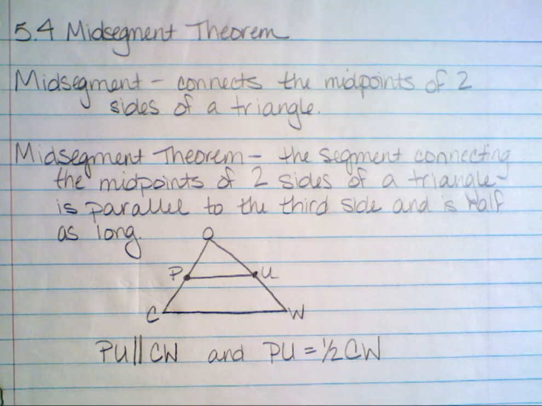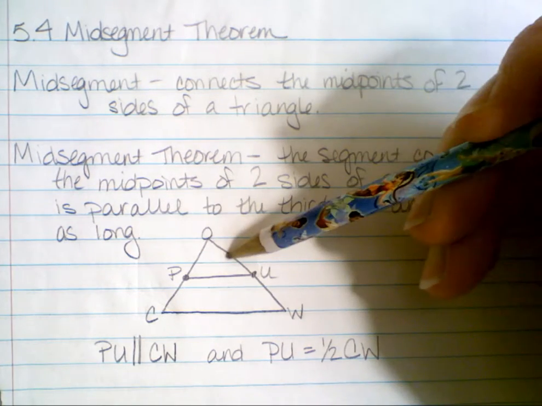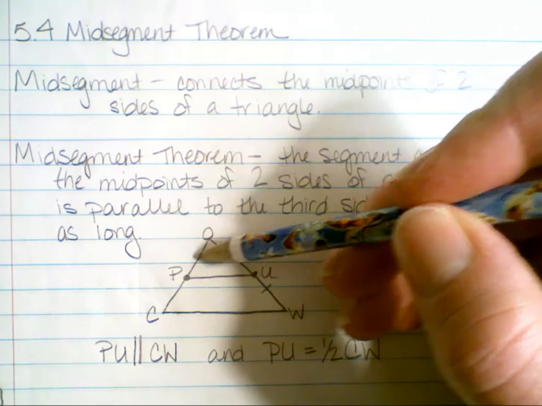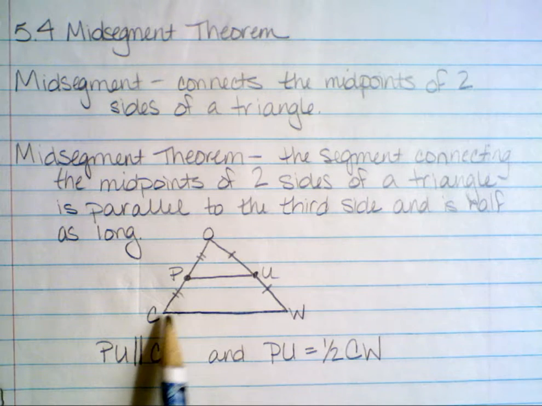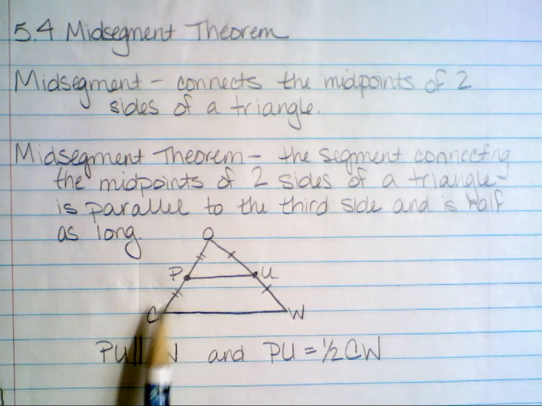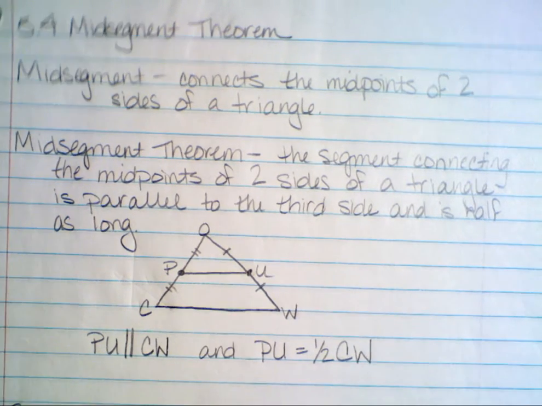The mid-segment theorem says that the segment connecting the midpoints of two sides of a triangle is parallel to the third side and is half as long. So we know two important pieces of information. If we have a mid-segment, and we know it's a mid-segment because these sides would have to be congruent to each other, so these two would be congruent, as would these two, then this segment is parallel to this third side, and it's also half the distance.